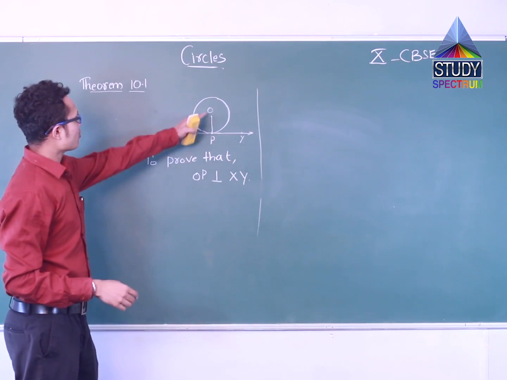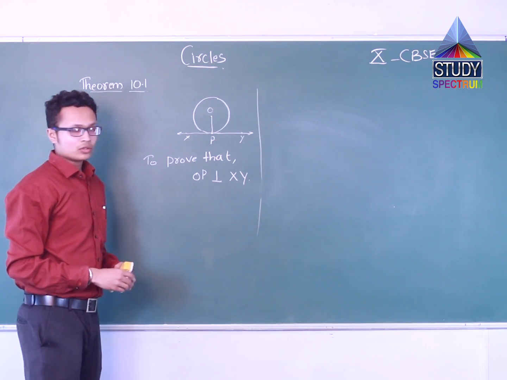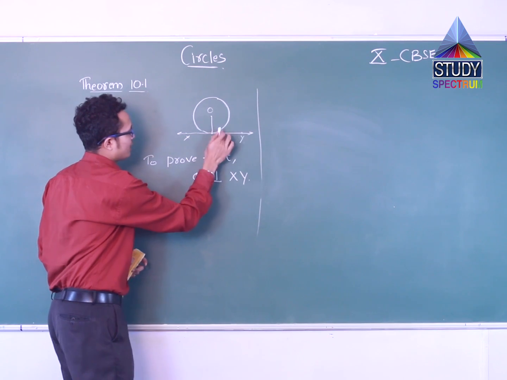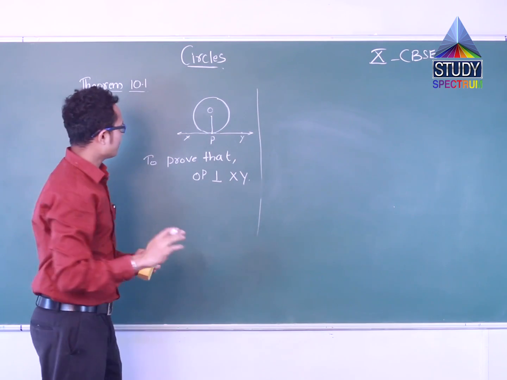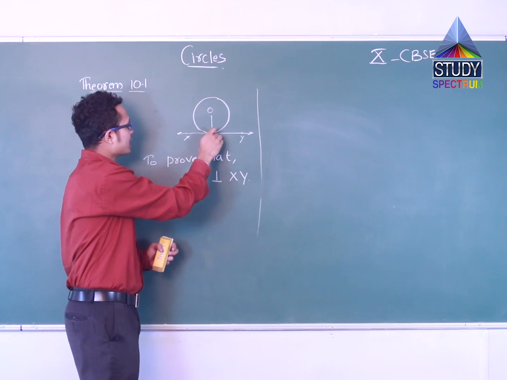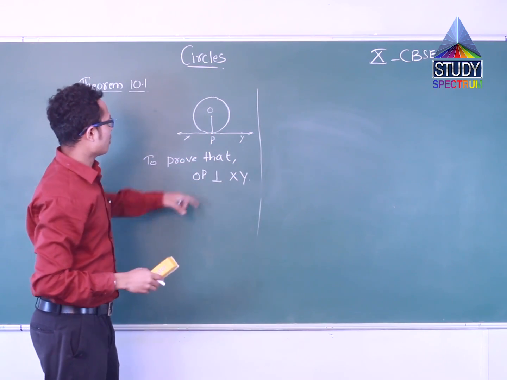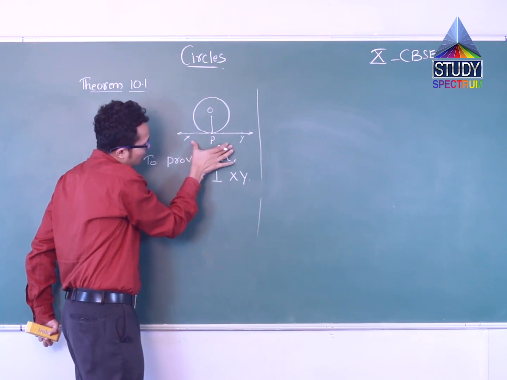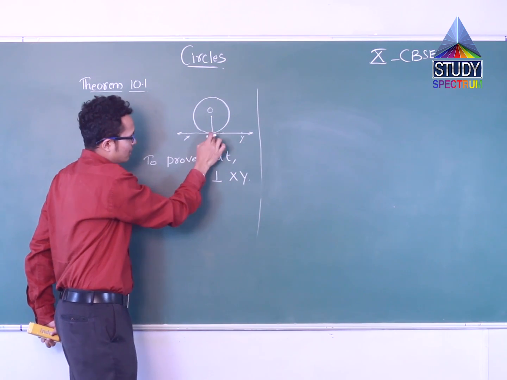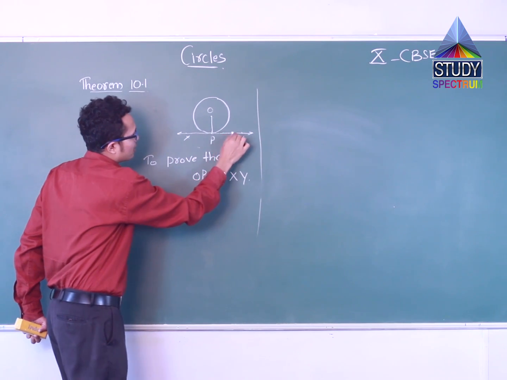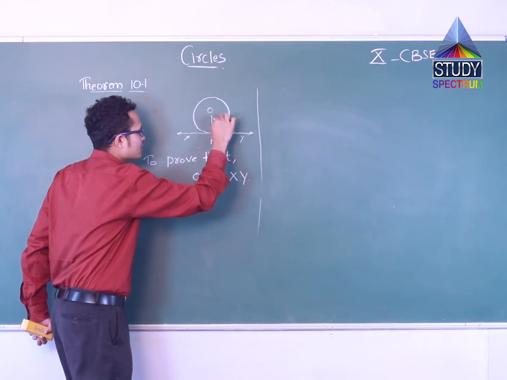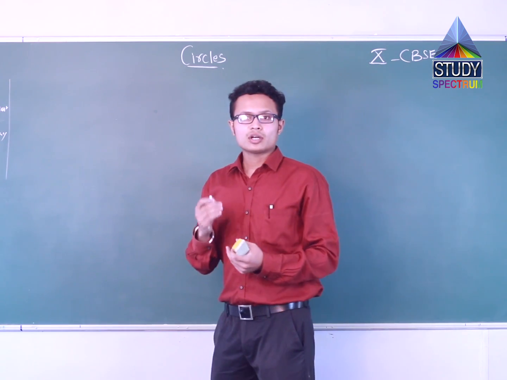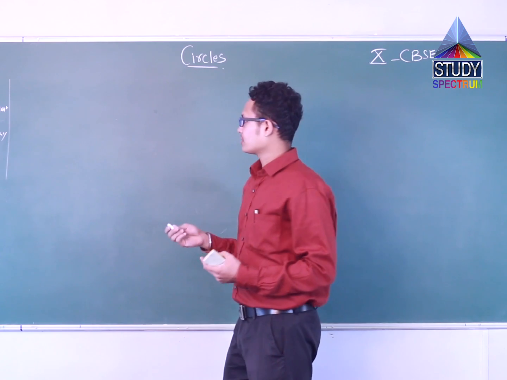Now I have to prove here that OP is perpendicular to XY. So I'll take a point Q on this line somewhere, anywhere except at P. You cannot take it at P because that is what I have to prove. If I take a point anywhere on XY except at point P, the distance is going to increase. Now let's see how many tangents a circle can have in different cases.